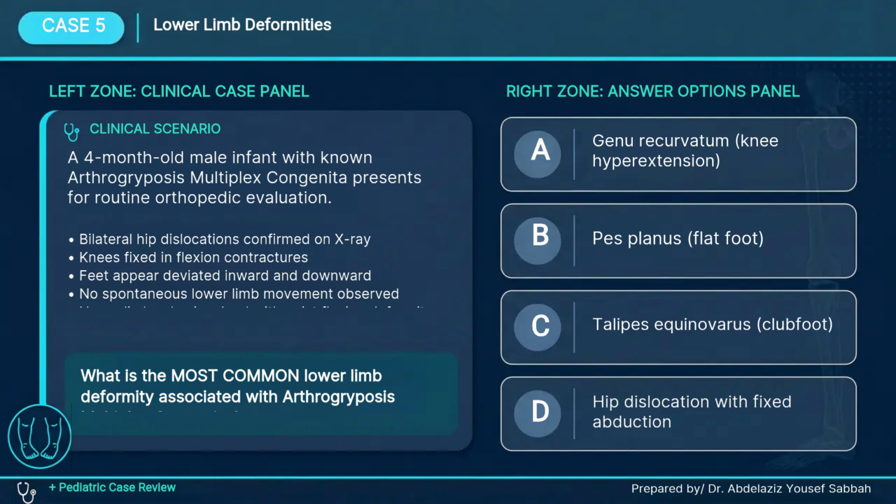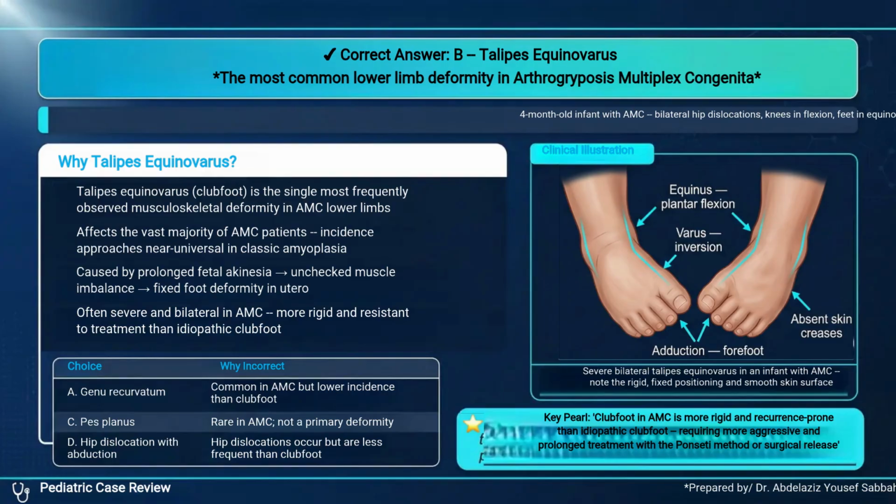Option A, genu recurvatum, that is knee hyperextension. Option B, pes planus, that is flat foot. Option C, talipes equinovarus, that is club foot. Option D, hip dislocation with fixed abduction. The correct answer is option C, talipes equinovarus, also known as clubfoot.